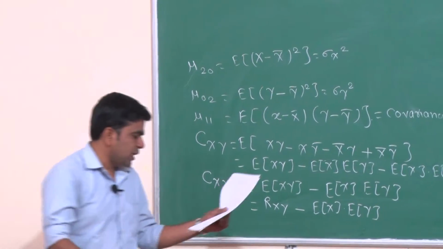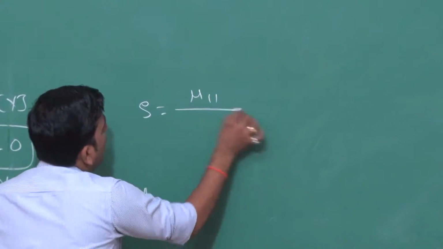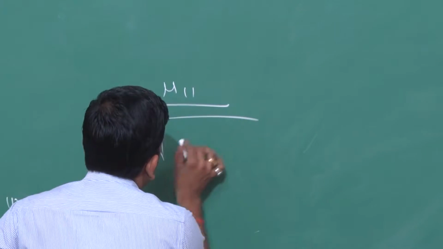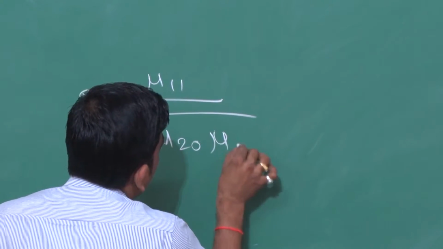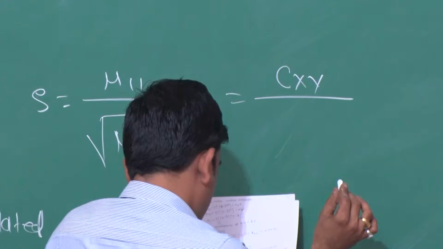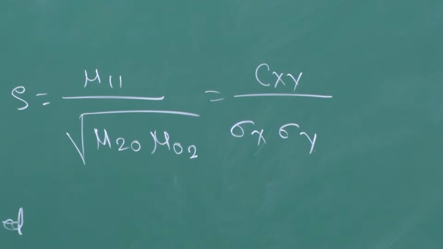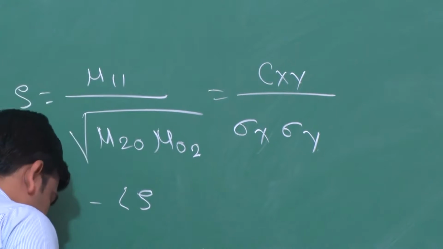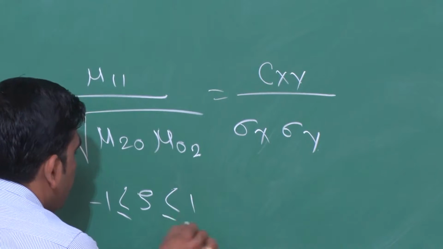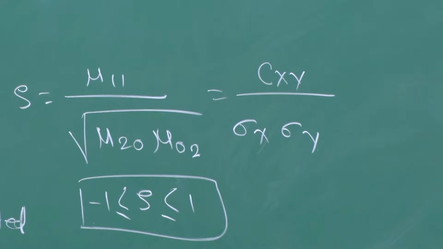We are having correlation coefficient, which is given as rho, that is equal to mu 1 1 divided by root mu 2 0 into mu 0 2, that is equal to Cxy divided by sigma x into sigma y, and this coefficient is ranging between -1 to 1. This rho stands for correlation coefficient.